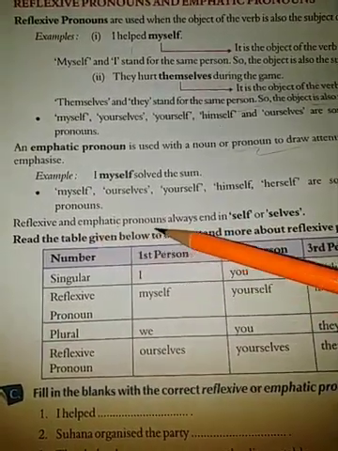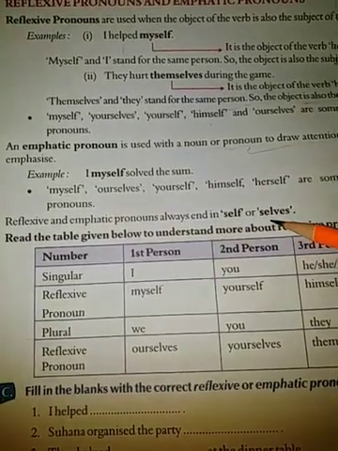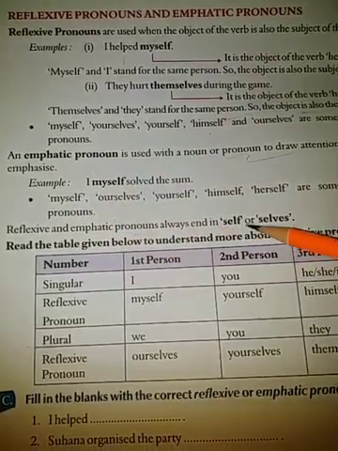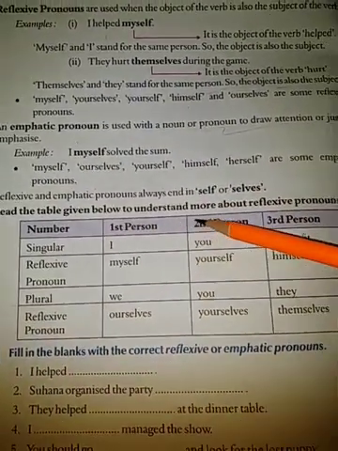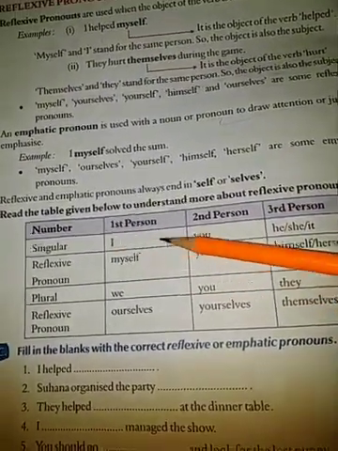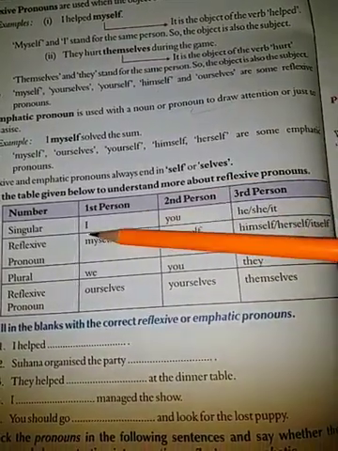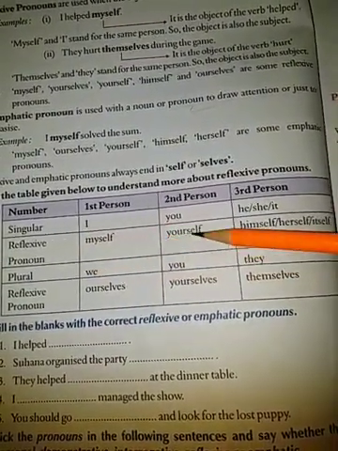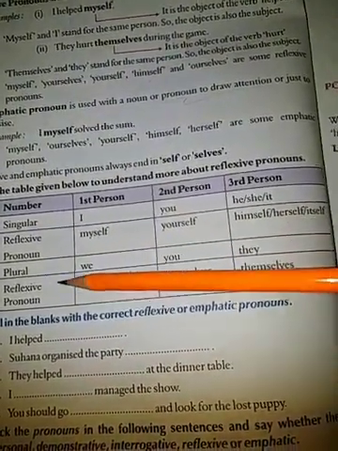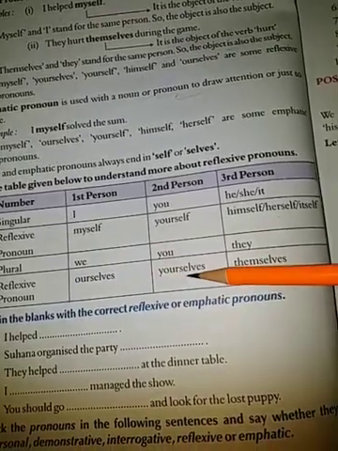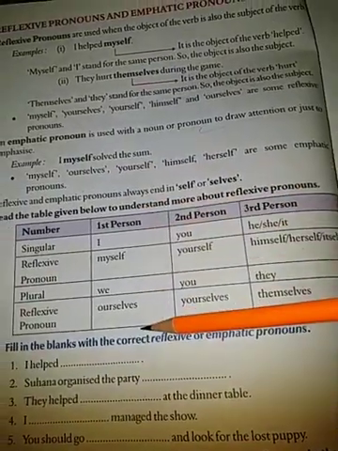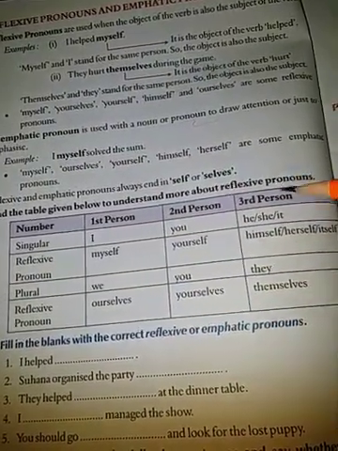Reflexive and emphatic pronouns always end in self or selves. Read the table given below and understand more about reflexive pronouns. Singular: I, you, he, she, it. Reflexive pronouns: myself, yourself, himself, herself, itself. Plural: we, you, they. Reflexive pronouns: ourselves, yourselves, and themselves. First person is ourselves, second person is yourselves, and third person is themselves.